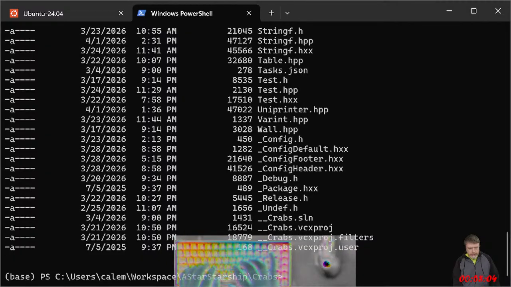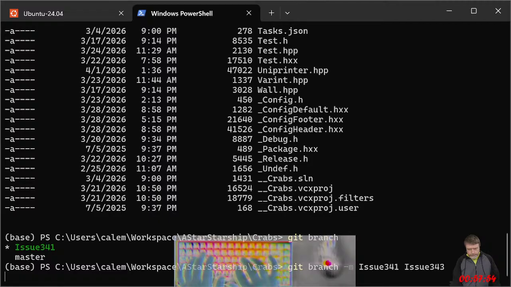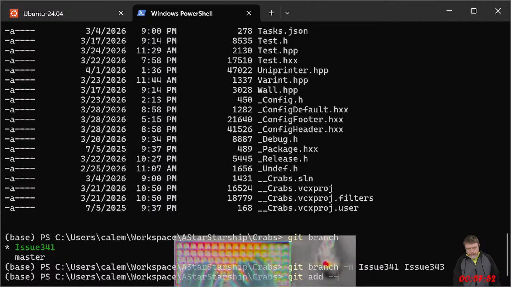So we just need to do a git branch, move issue 341 to issue 343, git add dash dash all because there's a whole bunch. I don't know if there's anything new. It's not that much data.